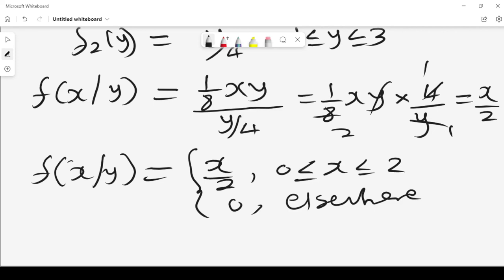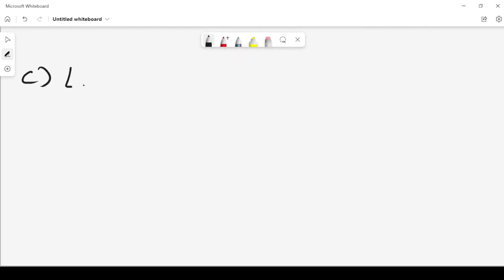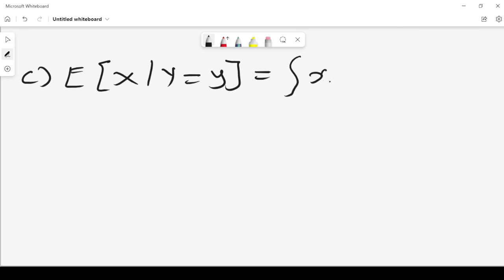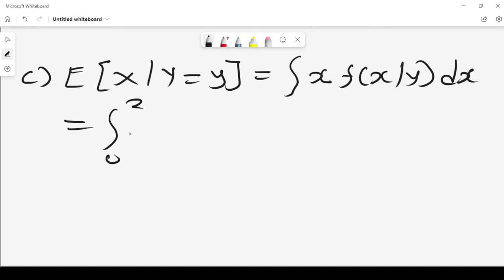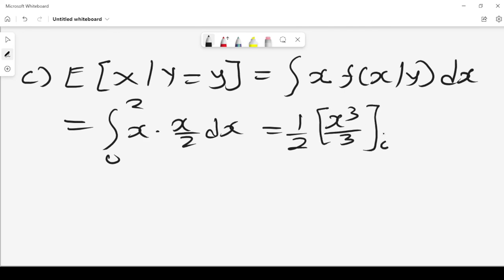And with that, we can use it to solve other examples. For example, the expectation of x given y equals y will be equal to the integral of x f of x given y dx, and that will be equal to the integral from 0 to 2 of x times x over 2 dx, which is x squared over 2, which is a half x cubed over 3, from 0 to 2, which is a half times 8 over 3, and that one will give us 4 over 3.